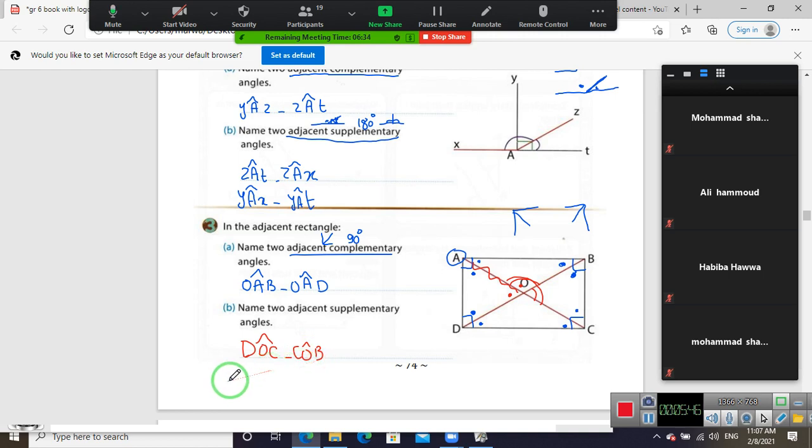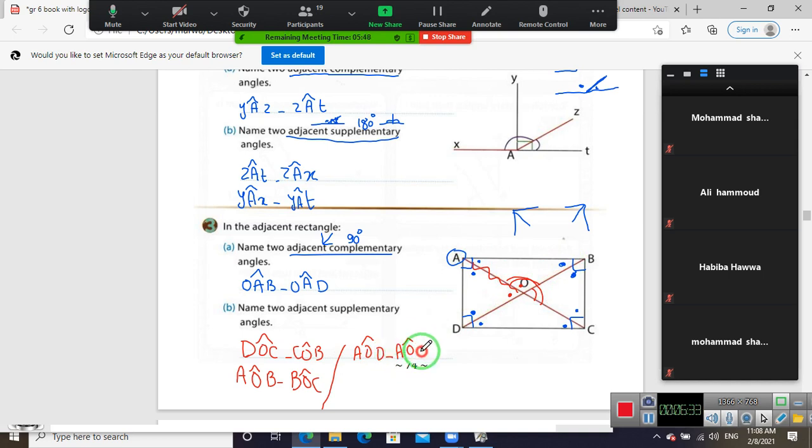I have also AOB. I will write another one: AOB and BOC. The common side, BOC and BOA. It's the same, you just flip the letter. You can choose also BOC, COD. Did you see? BOC, COD, AOD, AOB. You can choose AOD and AOB.